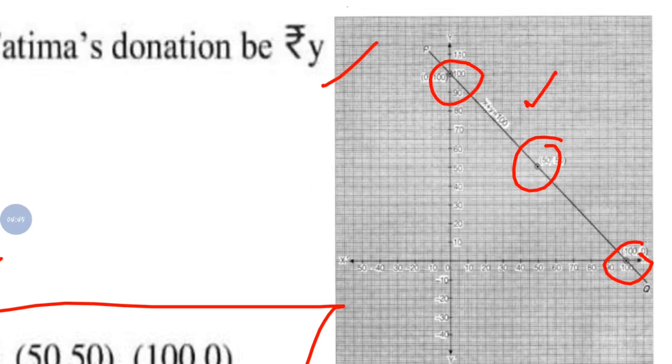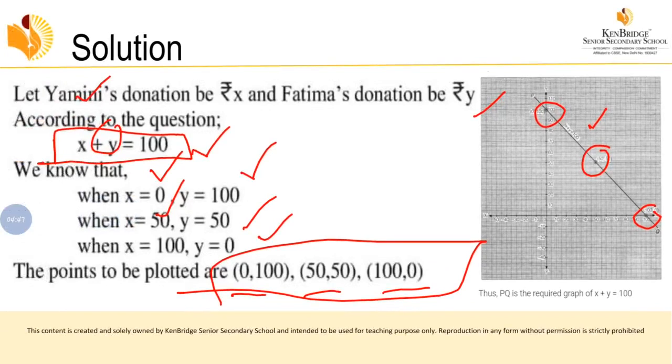So that's all. If they ask a question like this, first you have to write the equation, then you have to think about the possibilities that will satisfy the given equation, and then you have to plot the given points on the graph. That's it. Okay, let's move on to the next question.